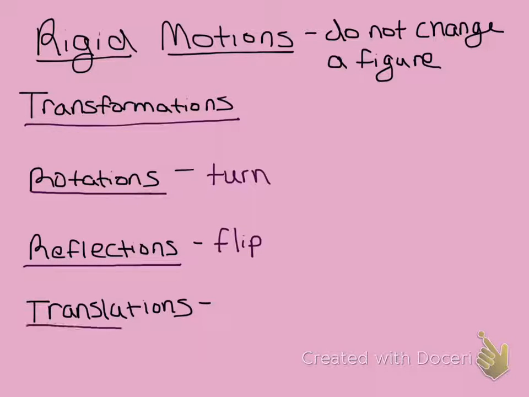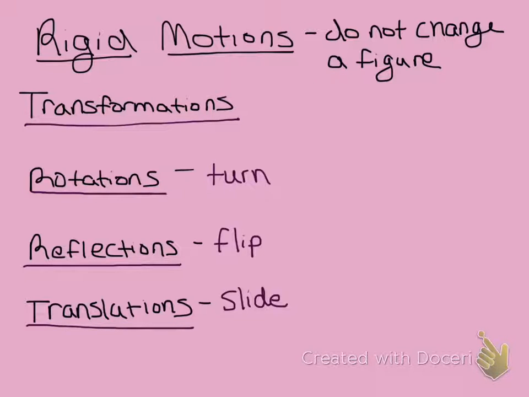Our last one is translations, and those are movements in a direction, left, right, up, down, diagonally, any type of movement. We generally refer to that as a slide. And when we slide a figure or translate a figure, again, we are not changing anything about that figure except for its location. The sides are still the same, and the angles are still the same.